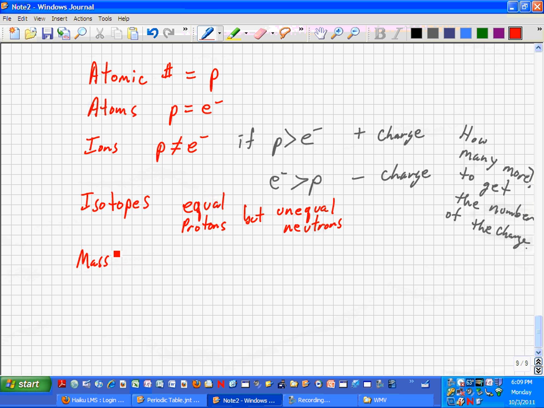Mass number, that's simply going to be protons plus neutrons. Again, average atomic mass, we're going to go into detail on how to figure that out, but average atomic mass is on the periodic table. It is on the periodic table.